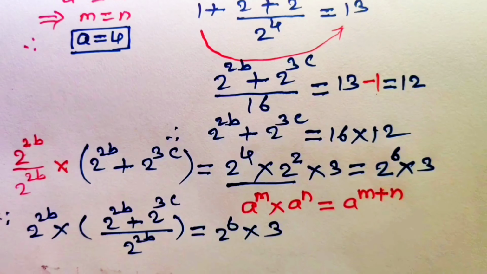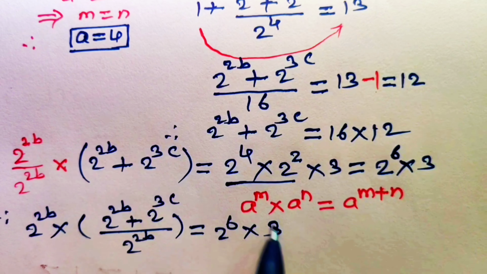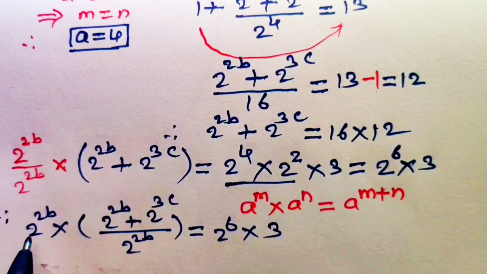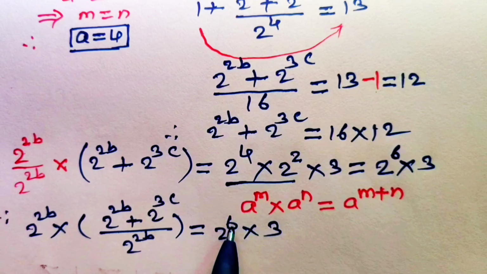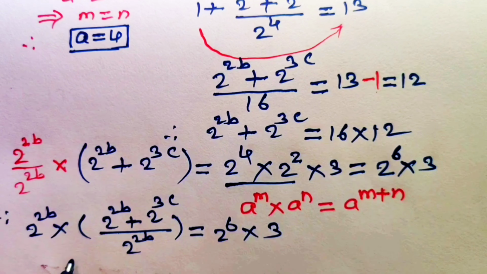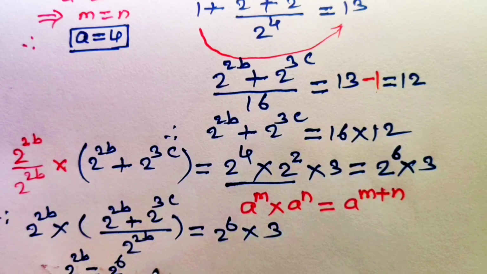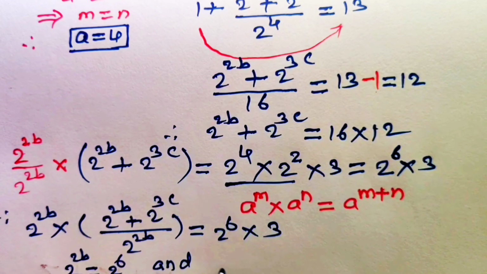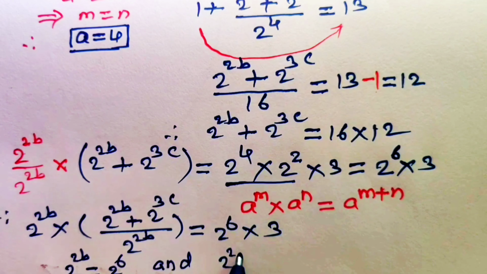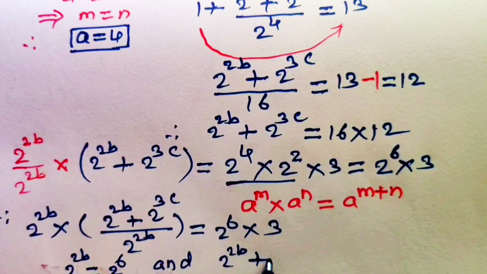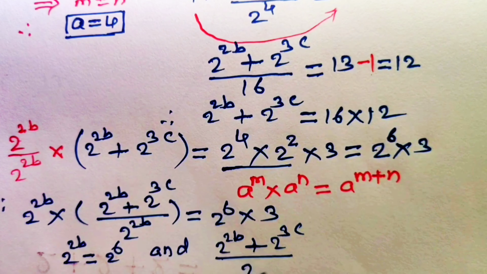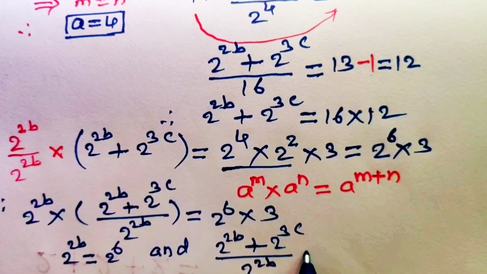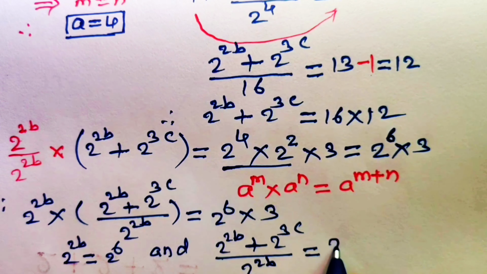Now here also if we compare left hand side and right hand side, on left hand side there is 2 to the power 2b and on right hand side there is 2 to the power 6. So 2 to the power 2b is equal to 2 to the power 6, and 2 to the power 2b plus 2 to the power 3c divided by 2 to the power 2b is equal to 3.